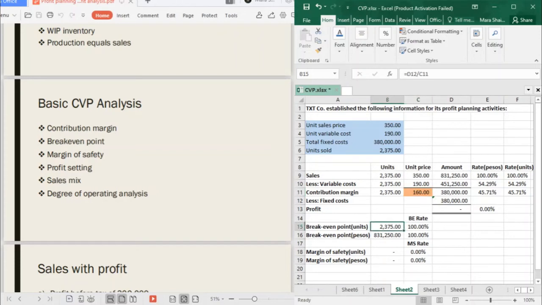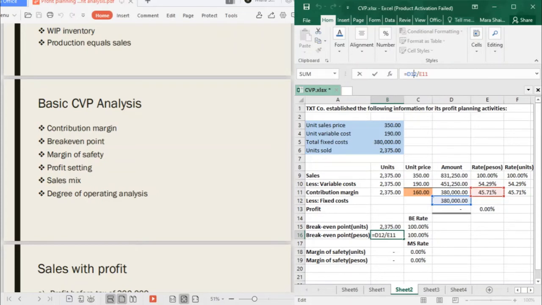Now, if we look at pesos, as you can see here, when we change the units sold, the peso amount also changes. See here, it is the same break-even amount, 831,250. Now, how do you get that? It is simply your break-even point divided by your CMR.